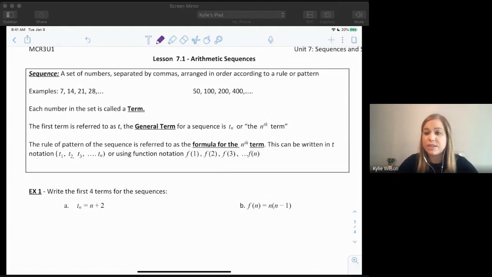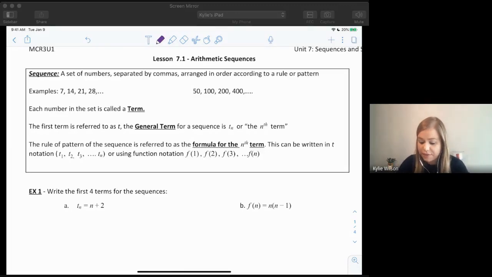So the first definition that we are going to go over is a sequence. What a sequence is, it's a set of numbers that are separated by commas, arranged in an order according to a rule or pattern. So it's basically like a list of numbers, but they're all associated with each other because of some sort of rule. So for example, I could have 7, 14, 21, 28. That's an example of a sequence.